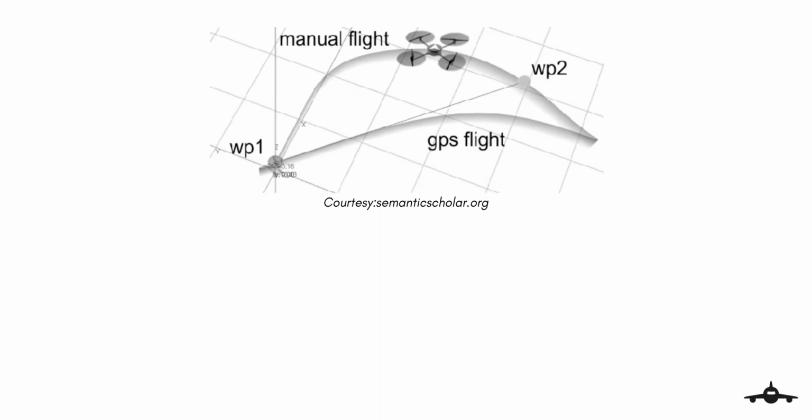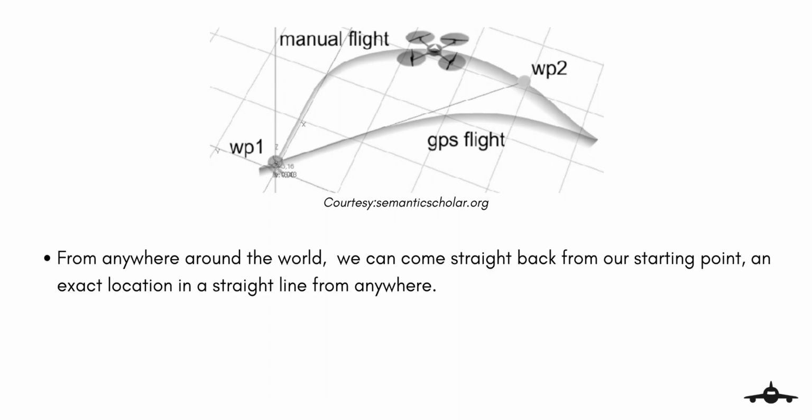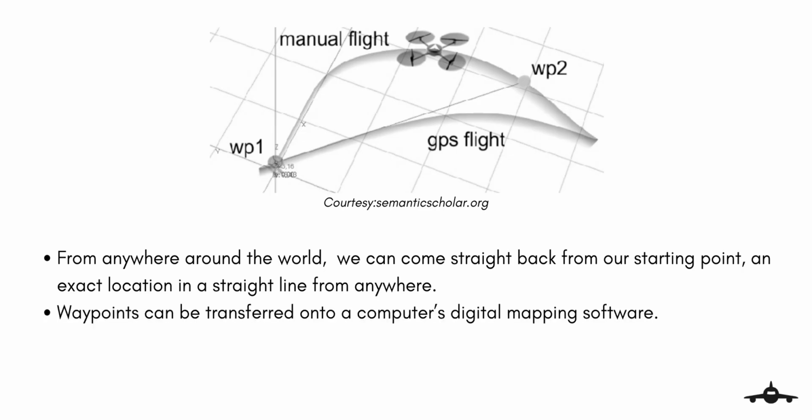There are three important things we can do with GPS waypoints that take it beyond the realms of the mark on a map. First one, from anywhere around the world, whether that's 20 meters away from here or 50 meters away, 100 kilometers or 1000 kilometers, we can come straight back from a starting point, an exact location in a straight line from anywhere. Second one, waypoints can be transferred onto a computer's digital mapping software. Third one, we can share our waypoints with other people.